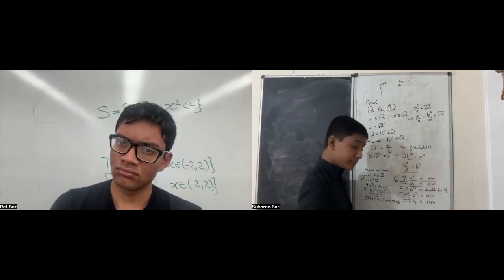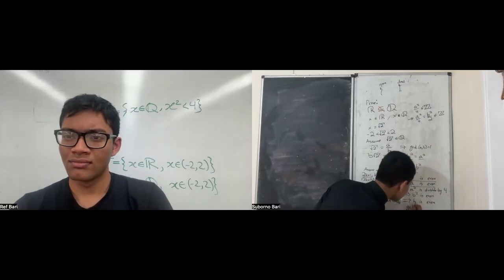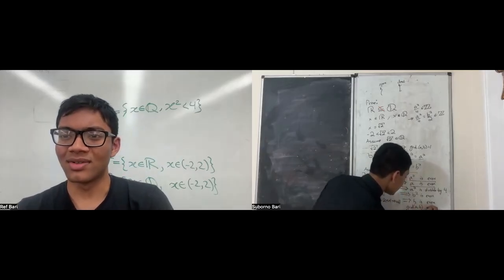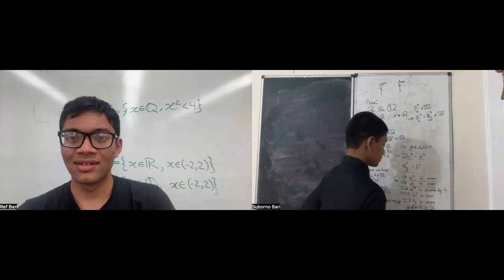And if a and b are even, then their GCD has to be at least 2.